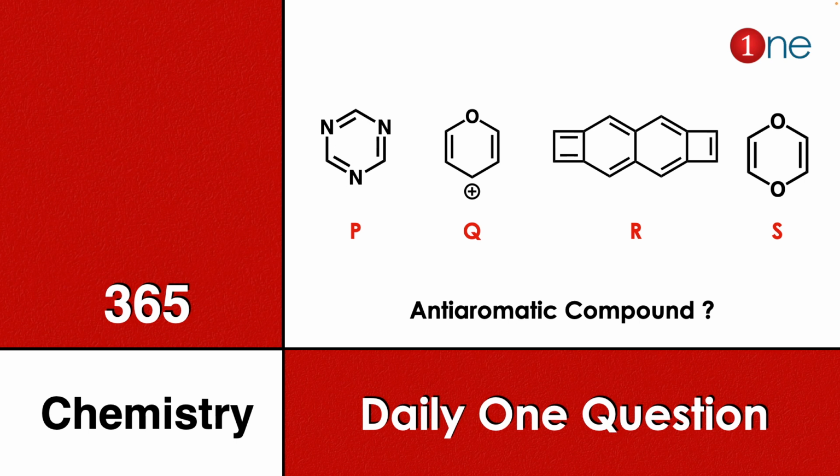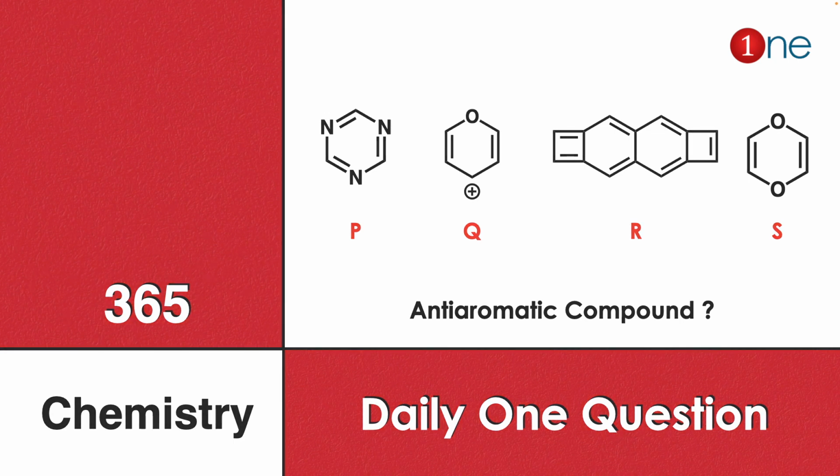Daily one question for you. Here 4 different compounds are given. P is benzene with 3 nitrogen, Q is oxygen with a cation, R is fused 4-member, 6-member, 6-member and 4-member rings, S is a 6-member ring with 2 oxygen atoms. Here you have to find among the 4 which one is anti-aromatic.